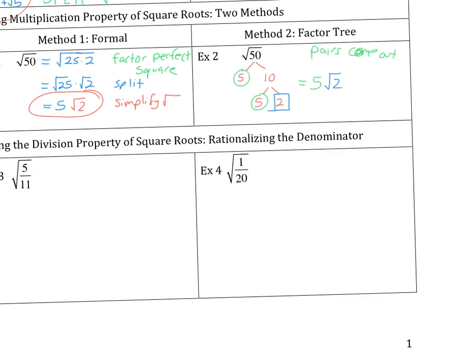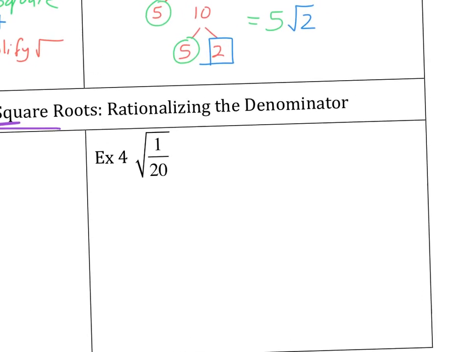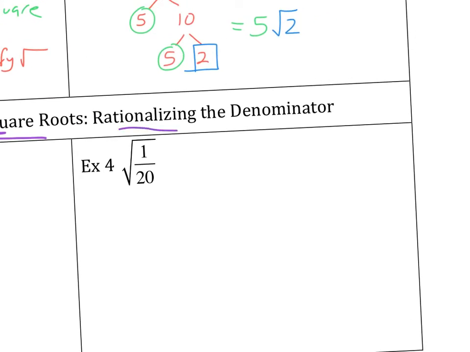So when we do approach the second part, we're going to be using the division property of square roots. And here's a very, very special term. It's called rationalizing the denominator. You're going to hear this quite a bit in lots of different contexts. When we talk about complex numbers, i for imaginary, when we talk about radicals, etc.